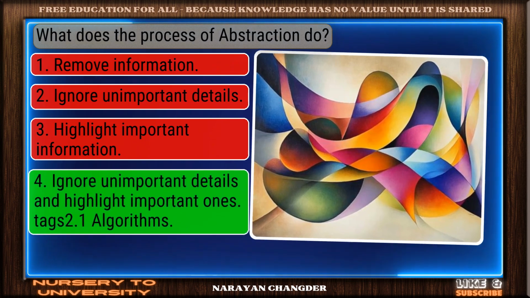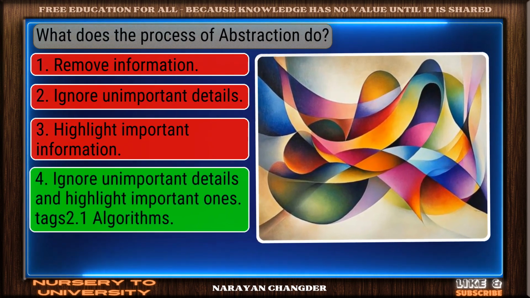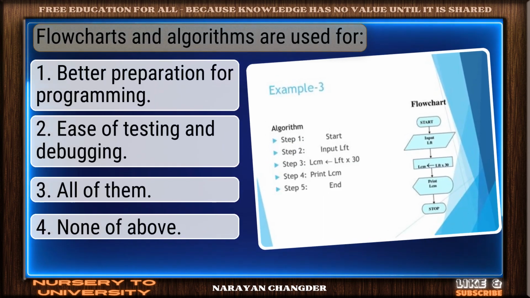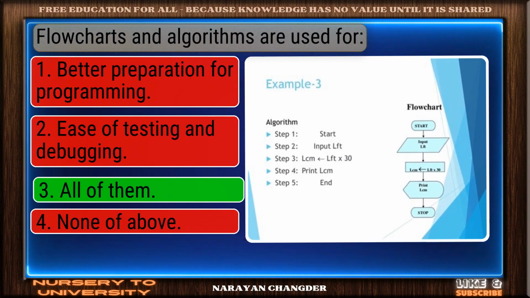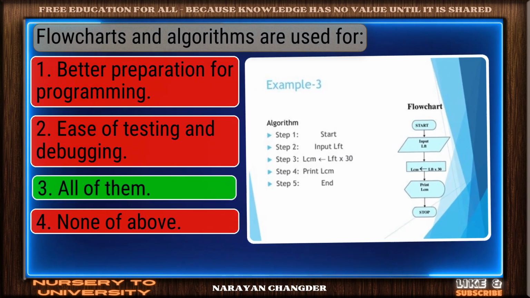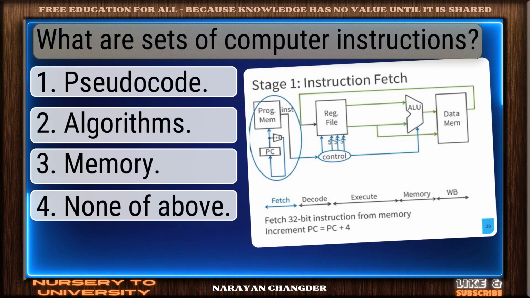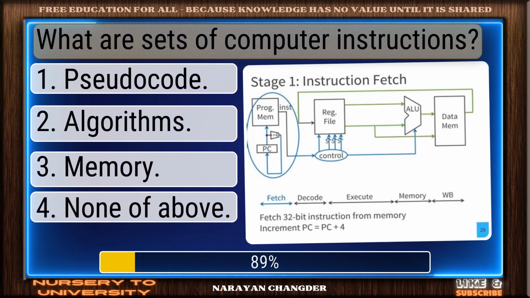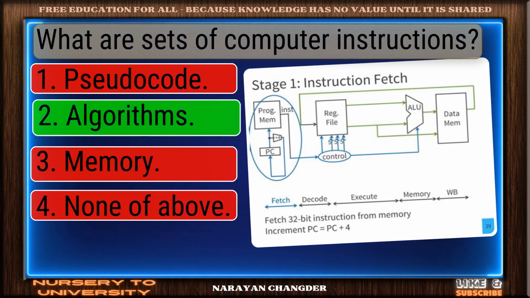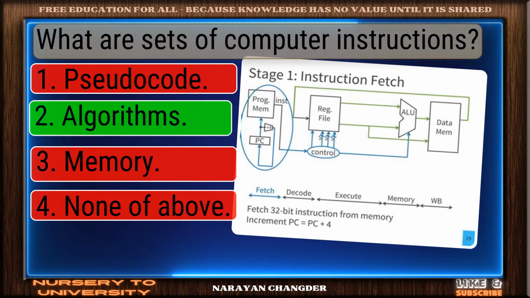TAGS 2.1 algorithms is the correct choice. Flowcharts and algorithms are used for. Correct? All of them is the right answer. What are sets of computer instructions? Strong choice. Algorithms is the right answer.